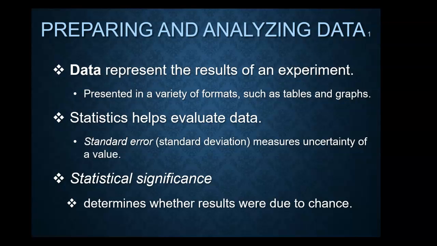We always want to use numbers, because we know that if we use a number, it can be presented in a variety of formats, such as a table, a graph, or whatever. And then statistics will help us to evaluate that data. So the standard deviation is going to measure the uncertainty of the value that we have come up with. Okay, and statistical significance is going to determine whether results were due to chance or not.